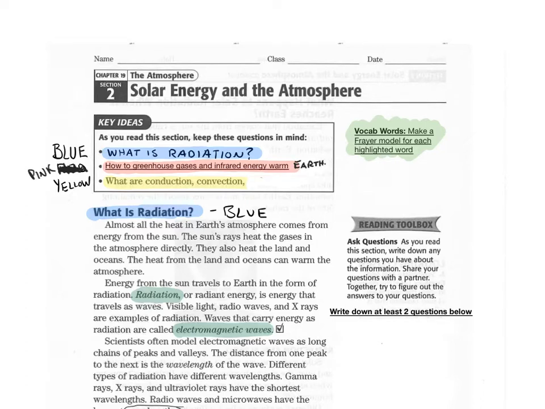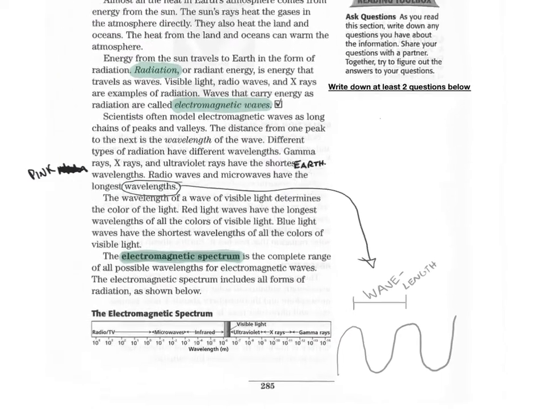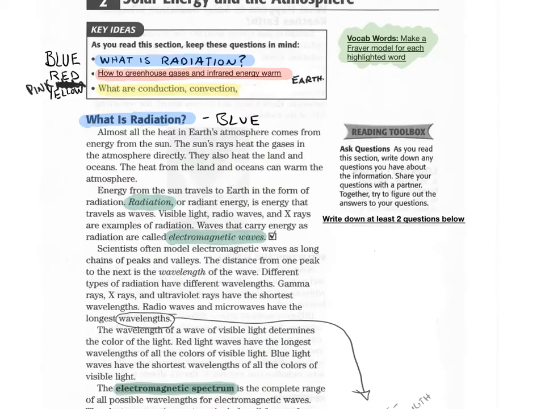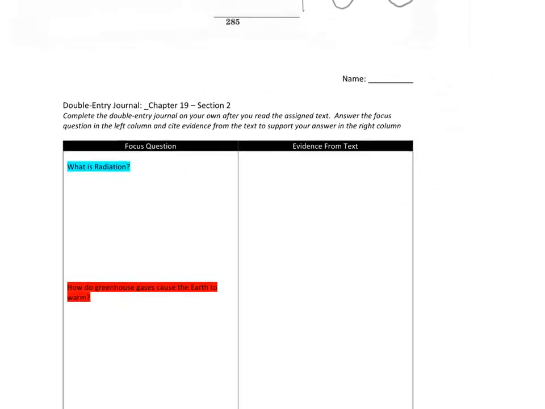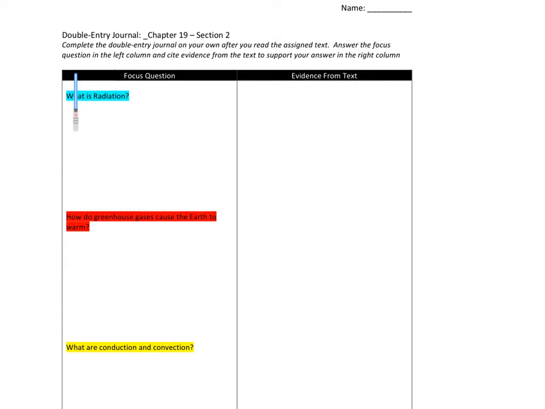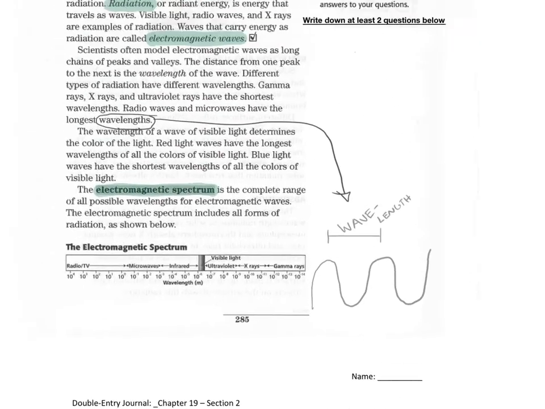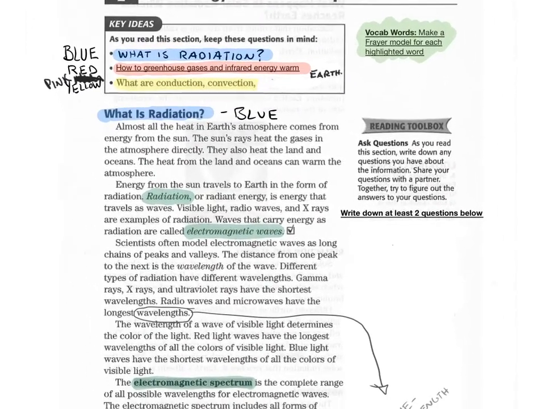So your goal today, though, is to read through this packet and use its information to answer the questions on your double journal entry. So here we have our first question on our double journal entry. What is radiation? And you need to find 2 pieces of evidence from the text that help support this question. That's your goal. So let's go back up to our page up here, and we're just going to start reading.